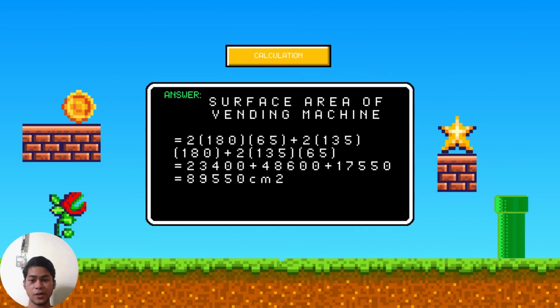Meanwhile, the surface area of the vending machine is 2 multiplied by 118 and 65, plus 2 multiplied by 135 and 118, plus 2 multiplied by 135 and 65. It will total up to 89,515 centimeter square.